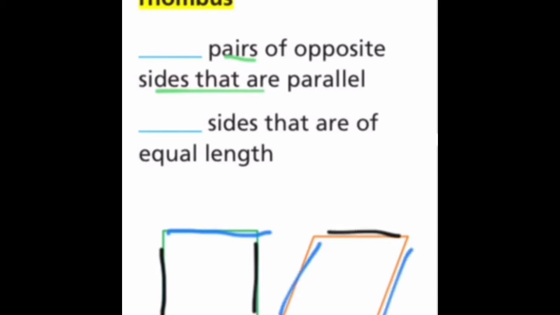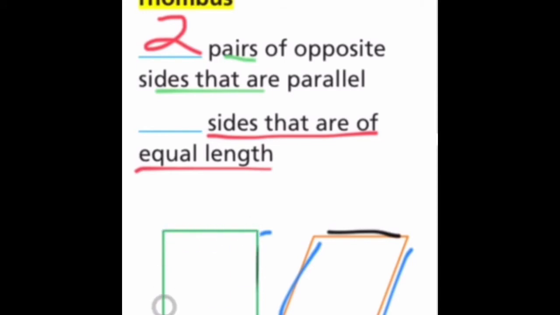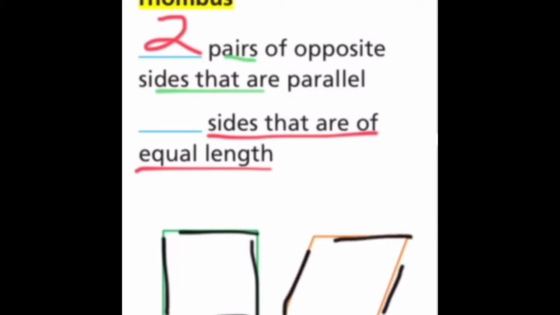So a rhombus has also two pairs of opposite sides that are parallel. And then how many sides that are of equal length? Again, if we look at them, equal length, 1, 2, 3, 4. This one, 1, 2, 3, 4. It needs to have four sides of equal length. The only difference in the rhombus compared to the rectangle, a rhombus does not need to have right angles.